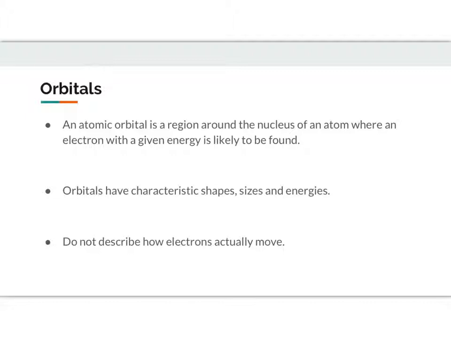So what exactly is an atomic orbital? It's a region or a space around the nucleus of the atom where an electron is likely to be found about 90% of the time. We can describe orbitals in terms of their shape, size, and energy. But an orbital is just a space, just a region around the nucleus where the electrons are likely to be located. Orbitals don't tell us anything about the movement of the electrons.